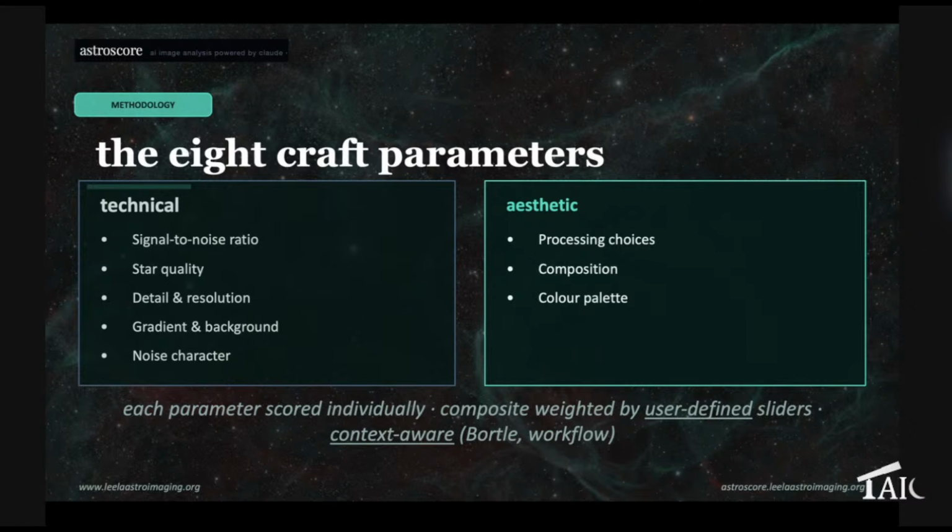So the way the tool works is it analyzes images around 8 parameters, and I think of them in 2 buckets. One is the technical bucket, the other is a more aesthetic bucket. The technical ones are things around signal to noise ratio, star quality, detail, gradient, noise. And then the aesthetic ones are much more subjective, which is why I classify them as a different bucket: processing choice, composition, color palette. Each of these 8 parameters is scored individually, and then it comes up with a composite score. And I'll show this in a demo.